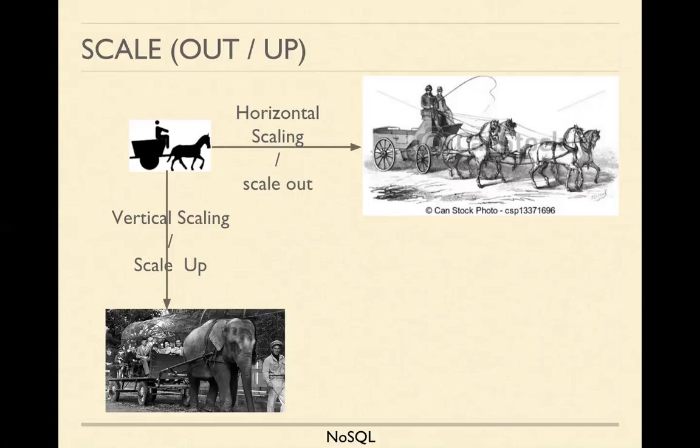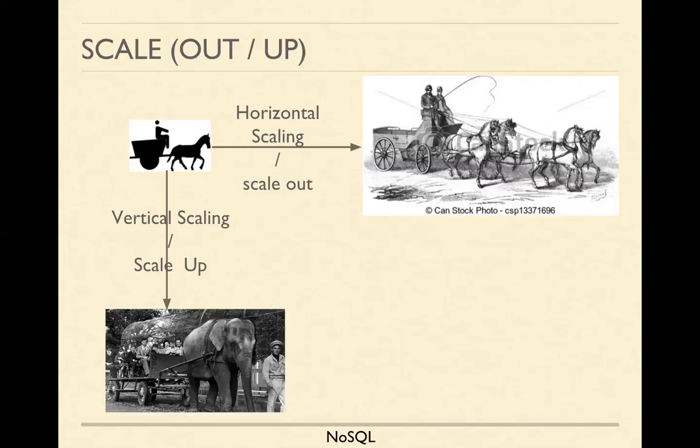So let's first understand what it means by scale out versus scale up, or horizontal scaling versus vertical scaling. Scaling out or horizontal scaling means increasing the resources, while vertical scaling or scaling up means increasing the size of resources.